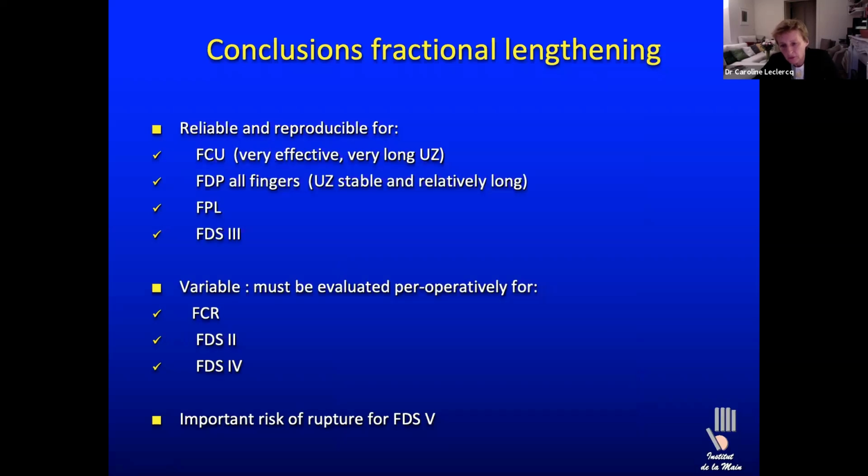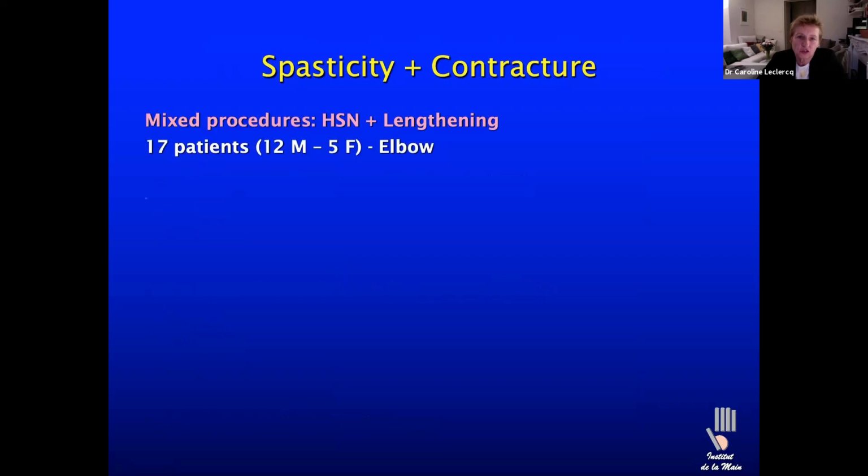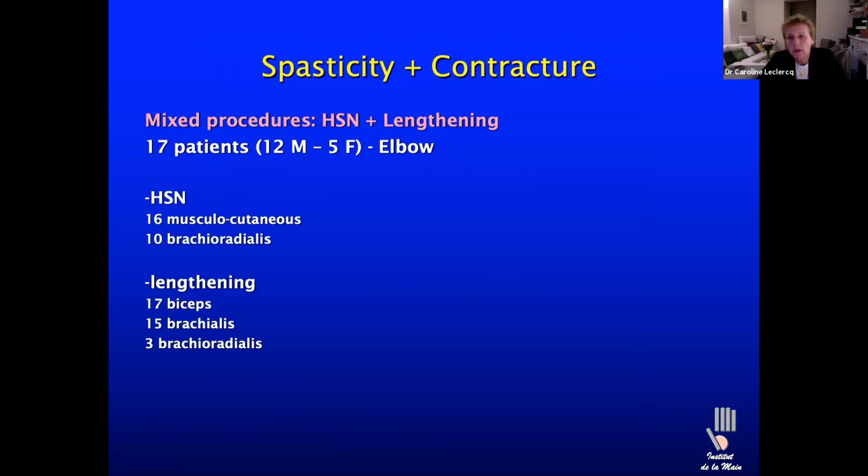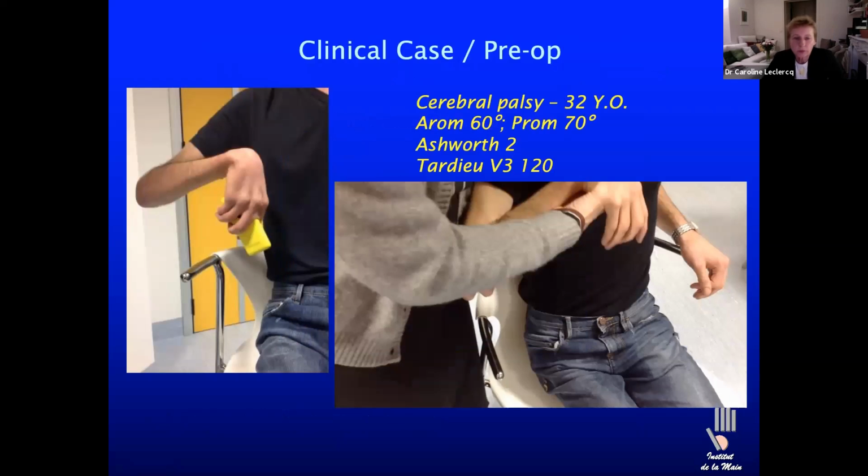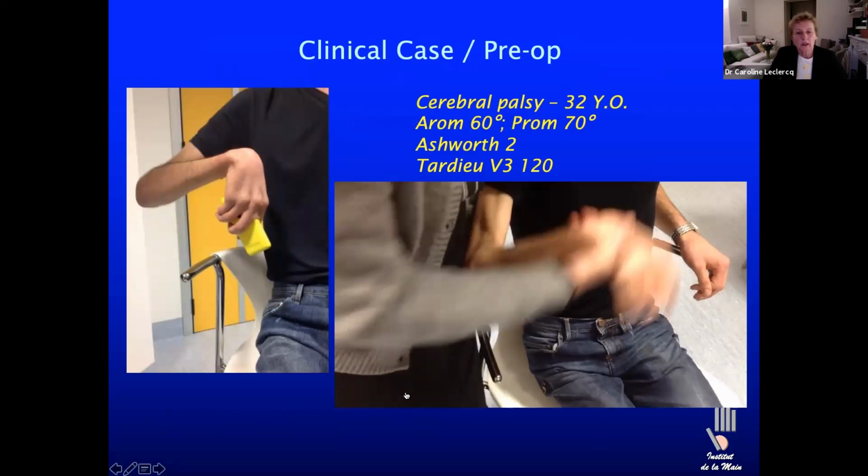All of the other muscles, you need to look at the muscle before doing lengthening, because this overlapping zone is short. Recently, we have done more and more combined procedures of spasticity and contracture. As time is running, I will not go into this, and we should be publishing this hopefully pretty soon.